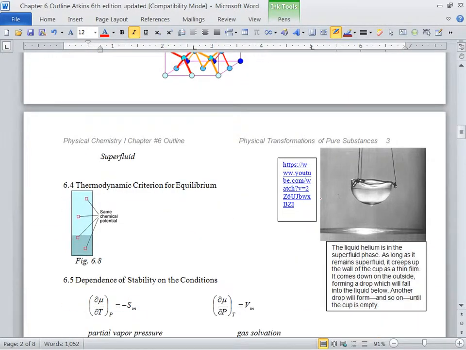Yeah, here it is. Okay. I don't think you have this. I found this morning. So here's a little movie on superfluid. That's kind of cool. Again, how do you imagine something?